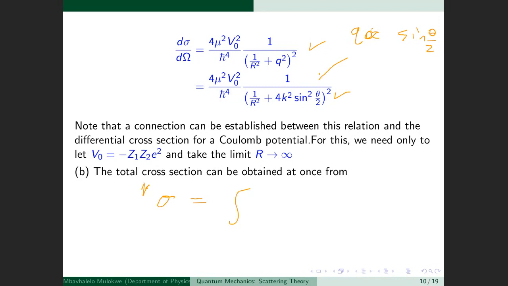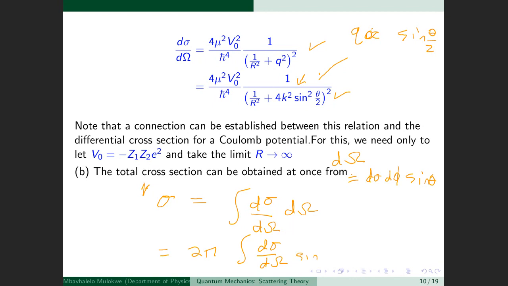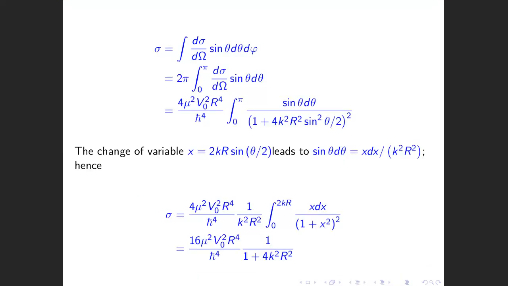Then for the total cross section, to get sigma, you have to integrate dσ over dΩ. The differential solid angle dΩ is given by dθ dφ sine theta. This will not depend on phi, so you can do the integral over that. So this gives you 2 pi times the integral of dσ over dΩ times sine theta dθ. Then you change variables. I did that in the next slide, so I think everyone should be able to do that. You change variables, and this integral you can do, and that's the answer that you get.